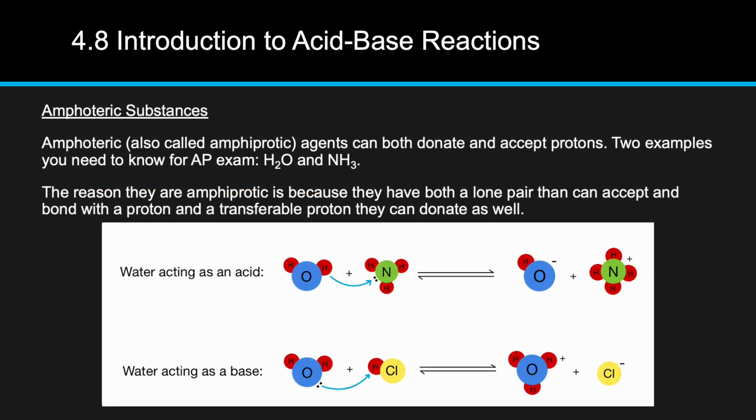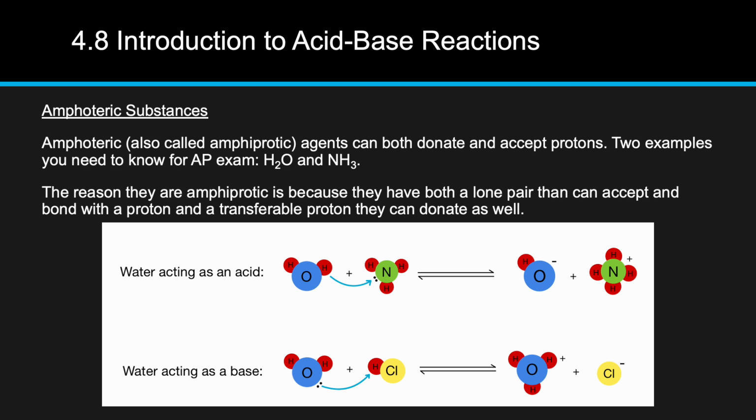So some substances can act as an acid or a base depending on what they're reacting with, and we call these substances amphoteric or amphiprotic. Two important examples you should know for the AP exam are water, which is H2O, and ammonia, which is NH3. They are amphiprotic or amphoteric because they have both a lone pair that can accept a proton and a hydrogen that can be donated as a proton, so they can do both.